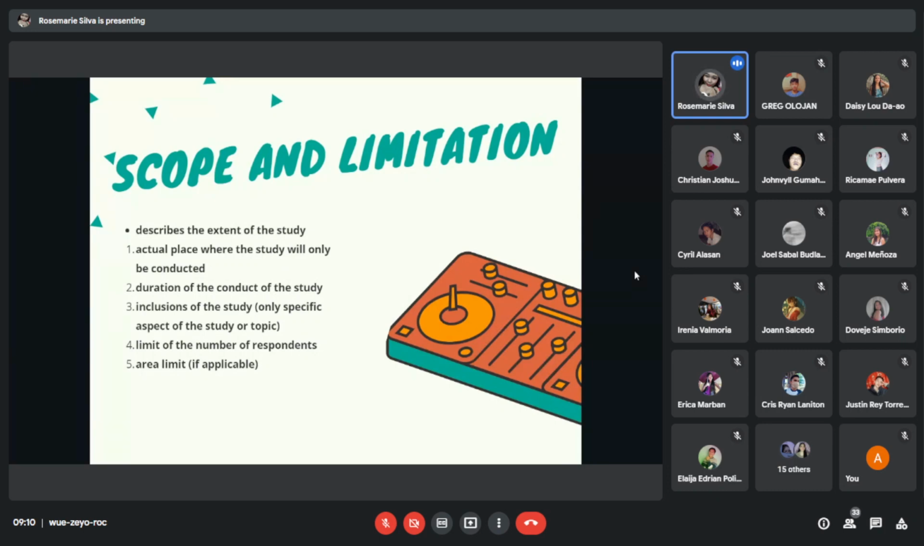Pwede man ninyo siya i-discuss dito nga you choose only that particular number, that particular population because of the limited time that you have. Pwede na ninyo siya introduce sa inyong research. Due to the limited time, gamay ra pod ang inyong gihimong scope sa inyong research, para dili mo magahol sa oras.